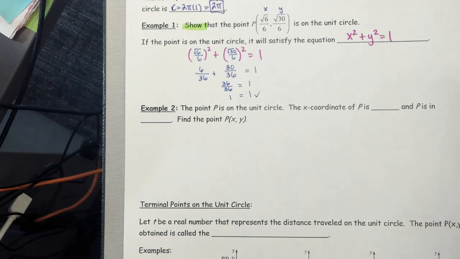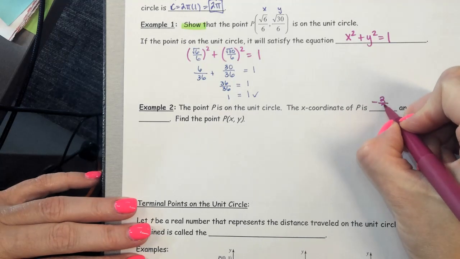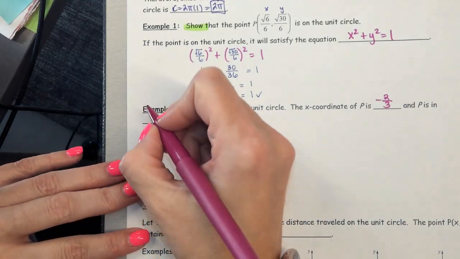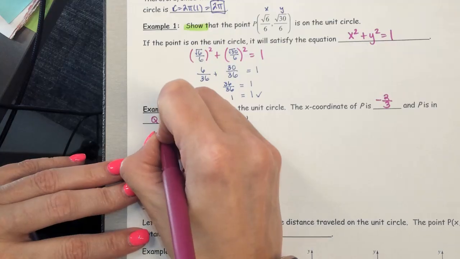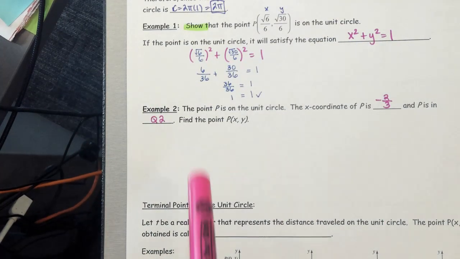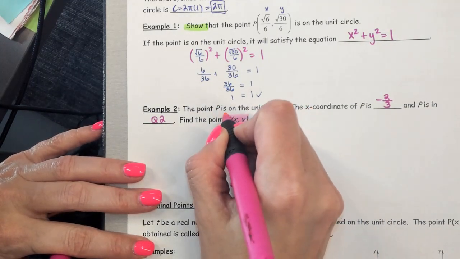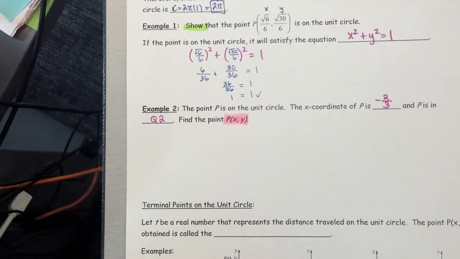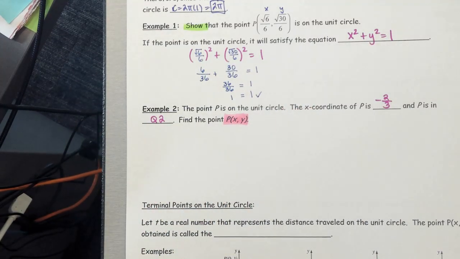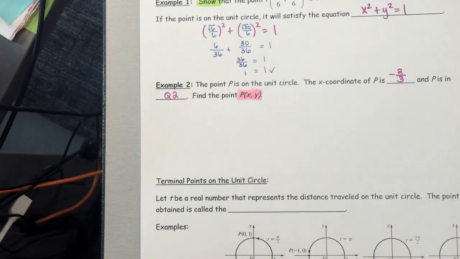In example 2, it says the point P is on the unit circle. The x-coordinate of P is negative 2/3, and P is in quadrant 2. Okay, notice it says find the point. So your answer should be in point form. You don't have to label it with the P, but you do have to label it (x, y). So you already have part of your answer. We just need to find the y coordinate.